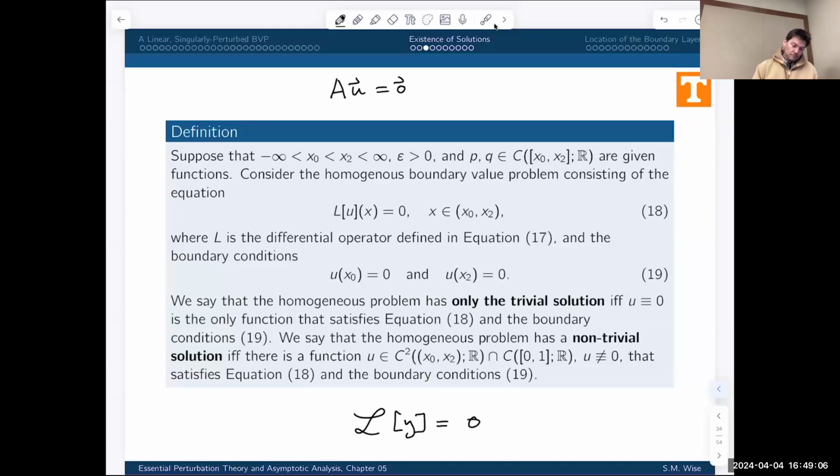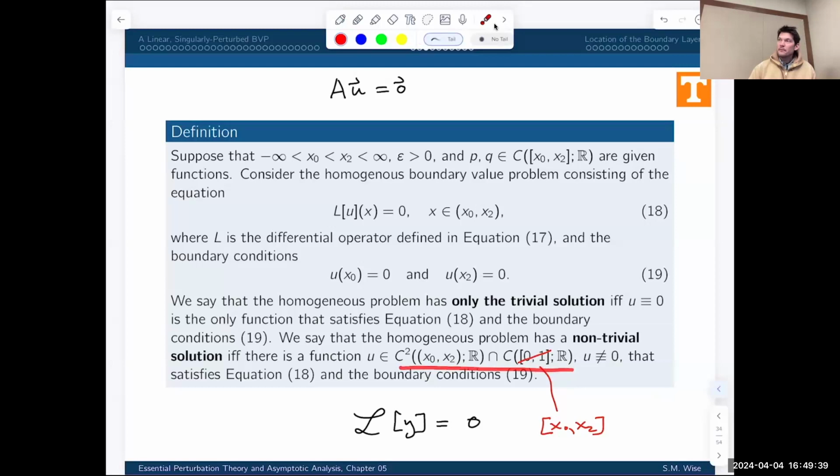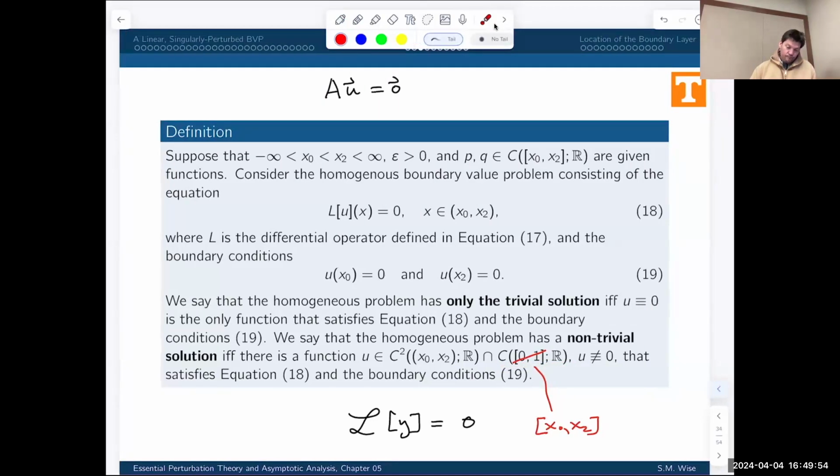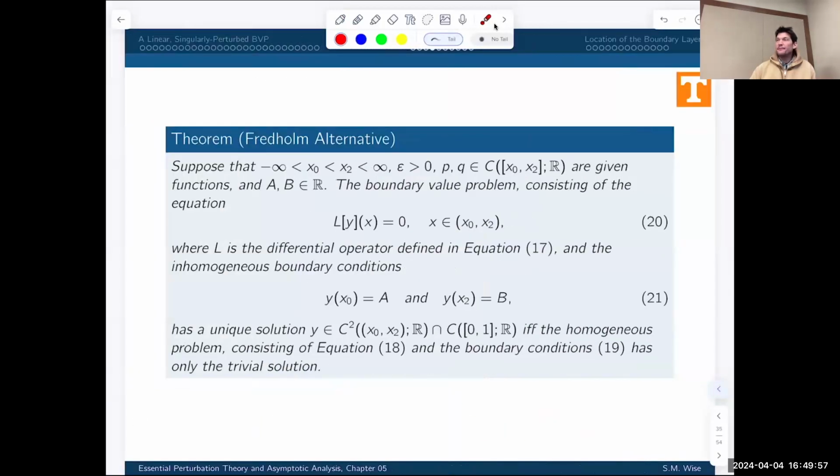Okay? Is that a typo? Your u should be in C2 of x not, x2, intersect C of x not, x2. Yes. The typo is here. That should be x not, x2, closed brackets. So that's a closed interval. Yes, usually, the idea is you have to have this as your solution space because you need this much regularity so that the differential operator can act, and you need this much regularity so that the boundary conditions can make sense. Okay. Any questions about that?